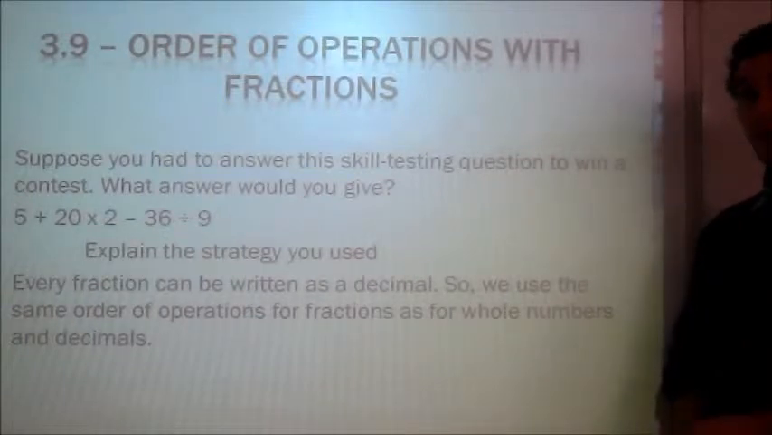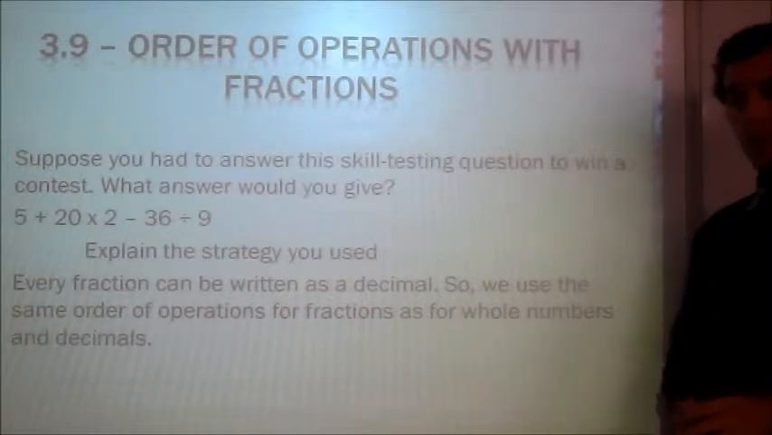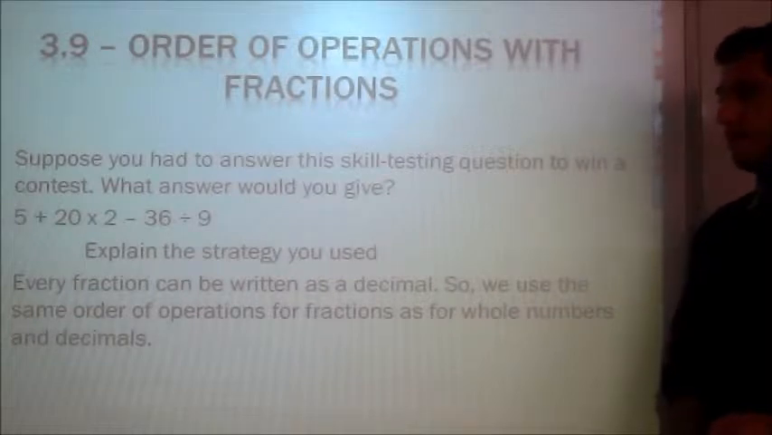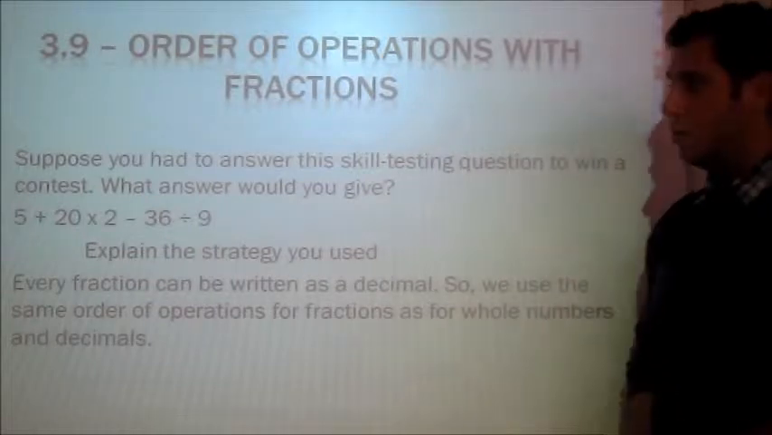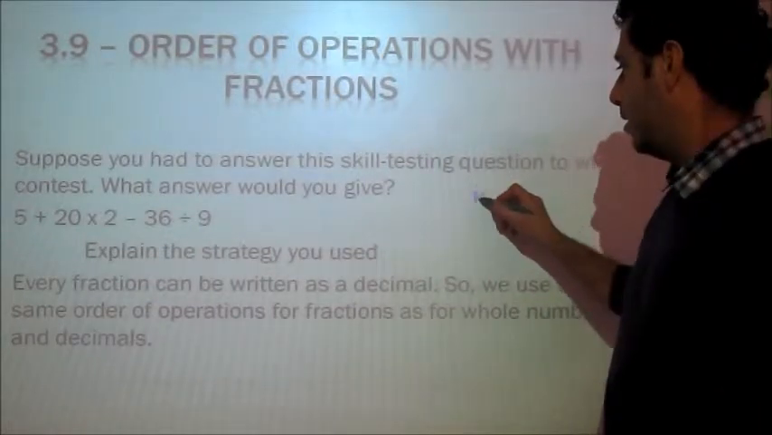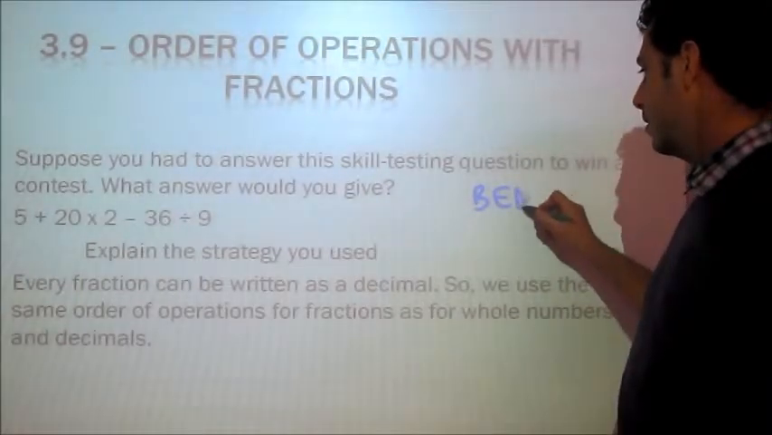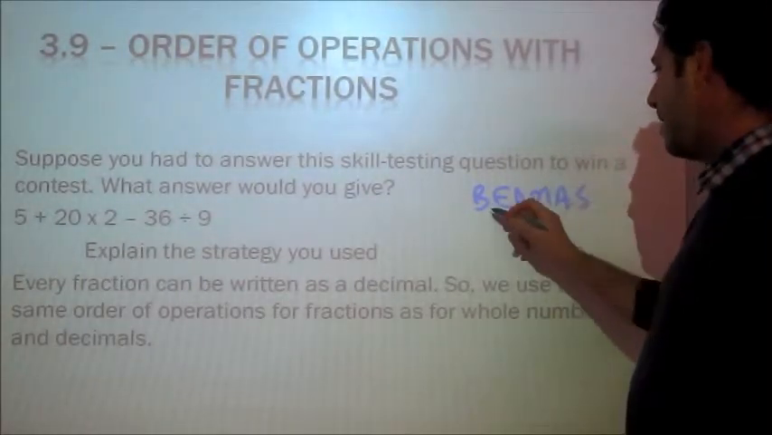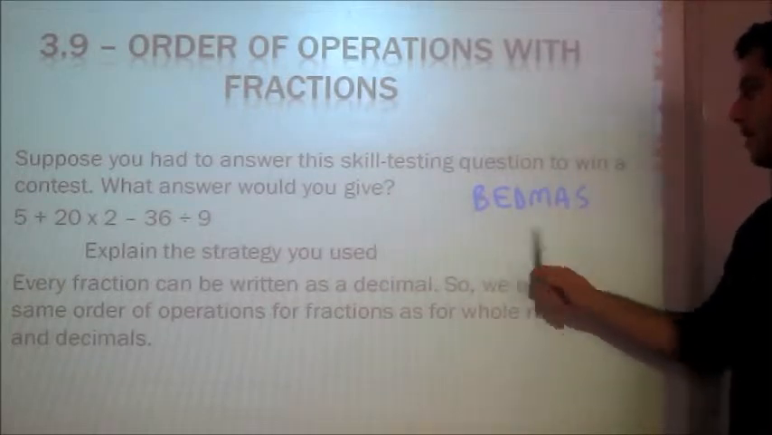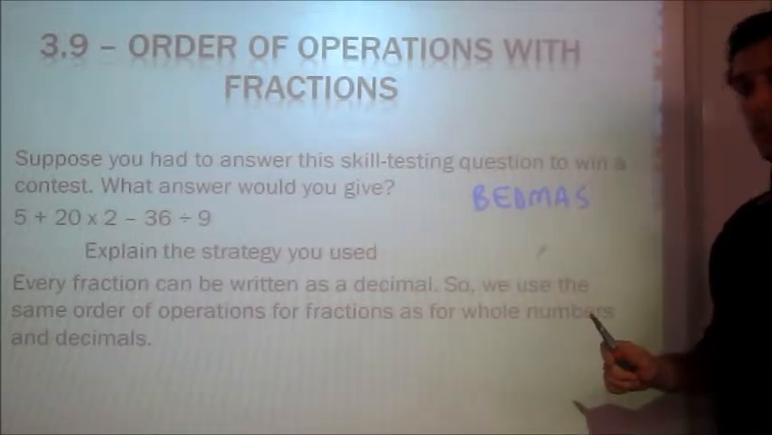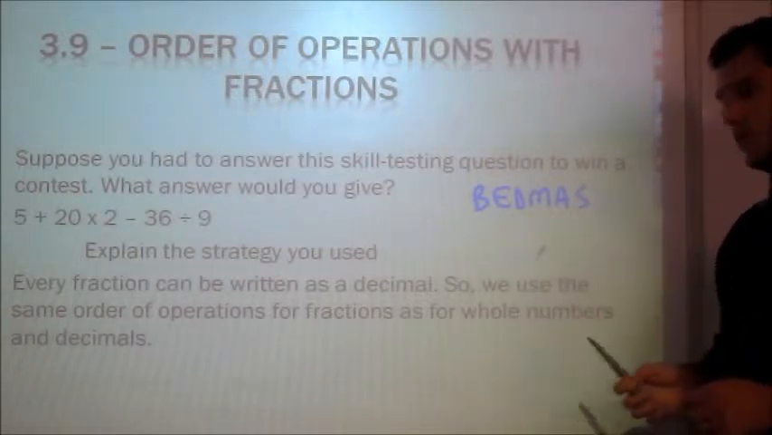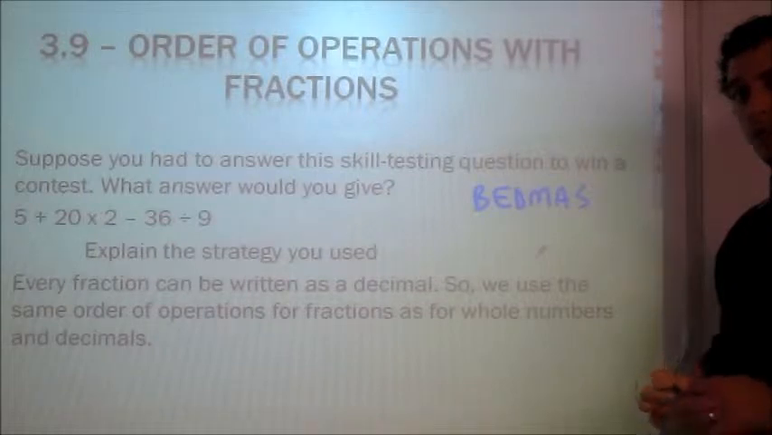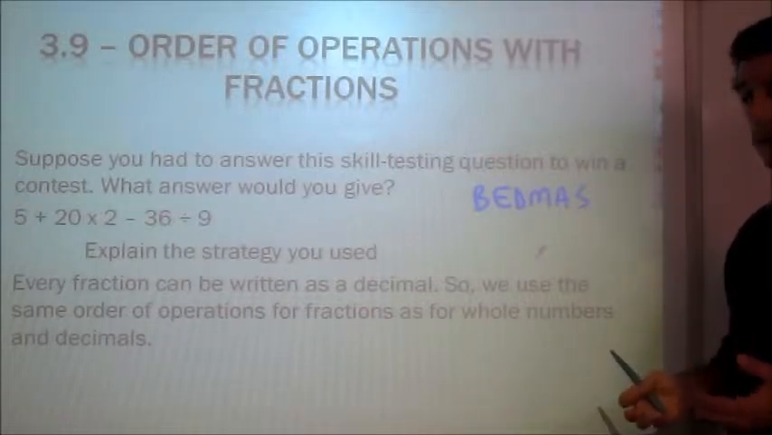Well, you might recall that whenever you have multiple operations, there is a special order that you need to solve them with. That order is called the order of operations, which can be abbreviated as BEDMAS. B stands for brackets, which just means you solve any operations inside brackets first. E stands for exponents, which means you solve any exponents second.